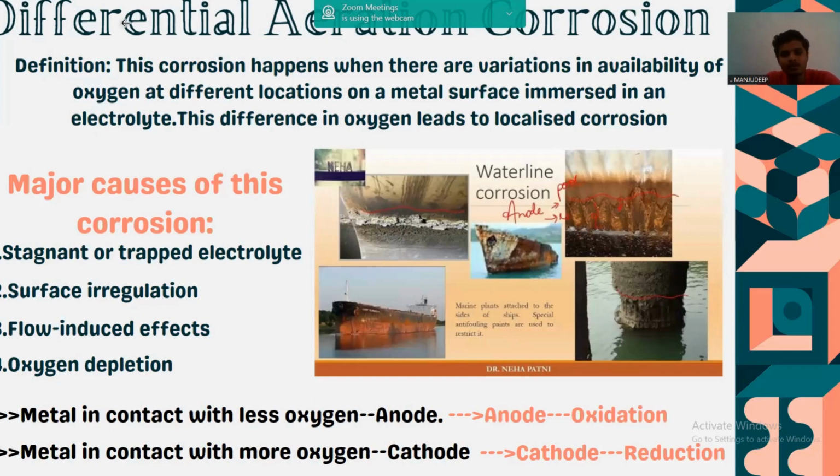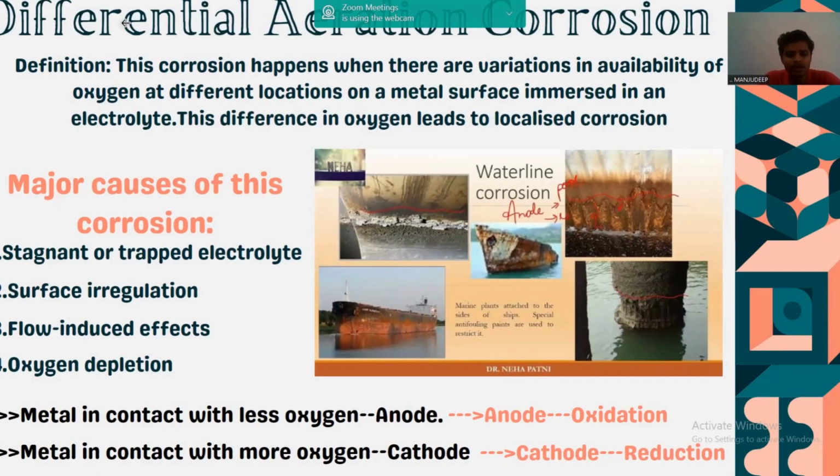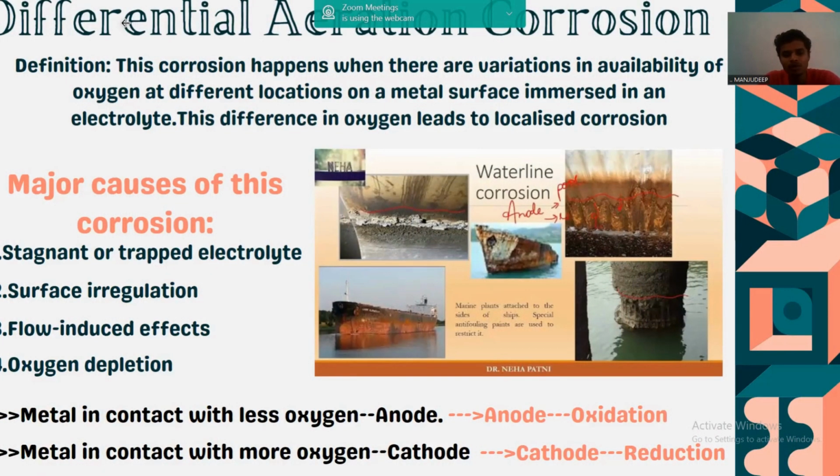So what are the major causes of this corrosion? Stagnant or trapped electrolyte, surface irregularities, flow induced effects, and oxygen depletion. The metal in contact with less oxygen will act as anode, and the anode undergoes oxidation. Whereas the metal in contact with more oxygen acts as cathode, and reduction takes place. So it has been protected from corrosion.